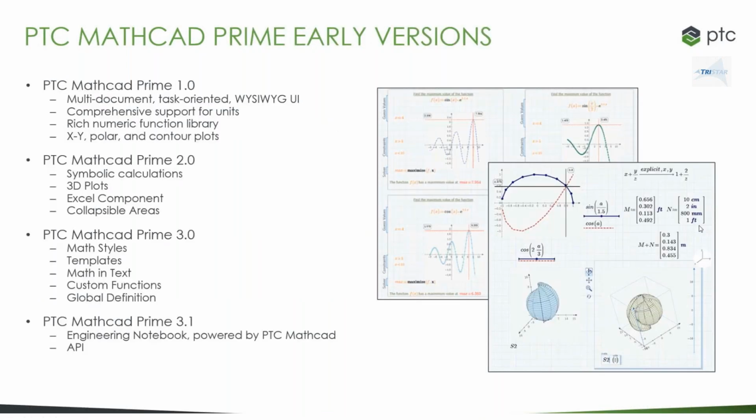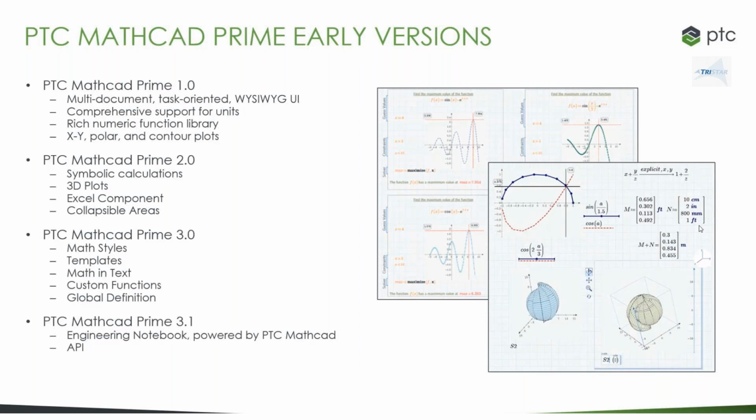As I mentioned before, Mathcad Prime 1 is where they really overhauled the interface. They gave us the ribbon interface, the what-you-see-is-what-you-get user interface. They brought in the equation control editor, comprehensive support for units, and pretty much 2D plots. Prime 2 brought in symbolic calculations, 3D plots, and Excel components. What PTC was doing is listening to customer feedback: what were the most requested items? They prioritized those for the next release.